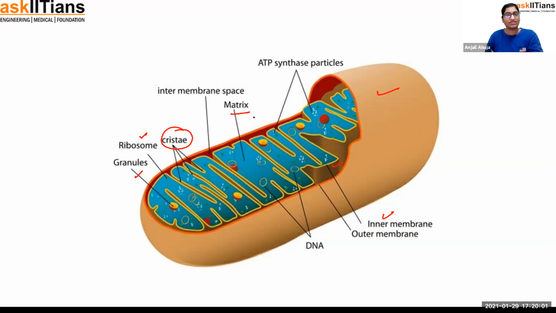We do not call it cytoplasm. This is the fluid part. Cytoplasm has a similar structure, but we call it the matrix. These are the ATP synthase particles. I have told you these are known as F-naught and F1. Clear? Okay. So DNA is there. I don't think any more information is required.